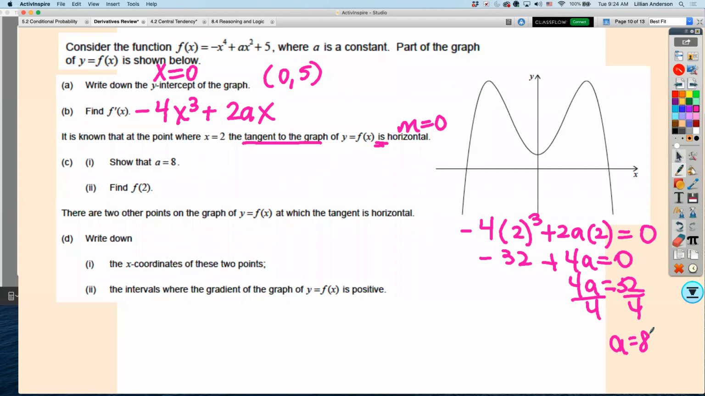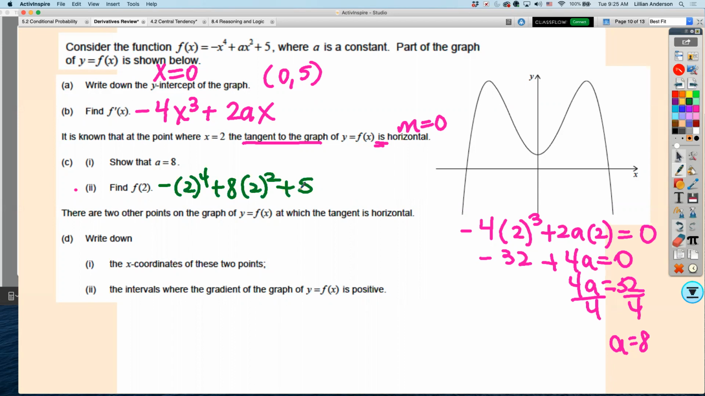Even if we couldn't show that, we can still do C double I. Find f of 2 for me, please. What does f of 2 mean? I have to plug 2 into the original function. Be very careful. You see how I wrote this? That negative is like a -1 times x to the 4th.